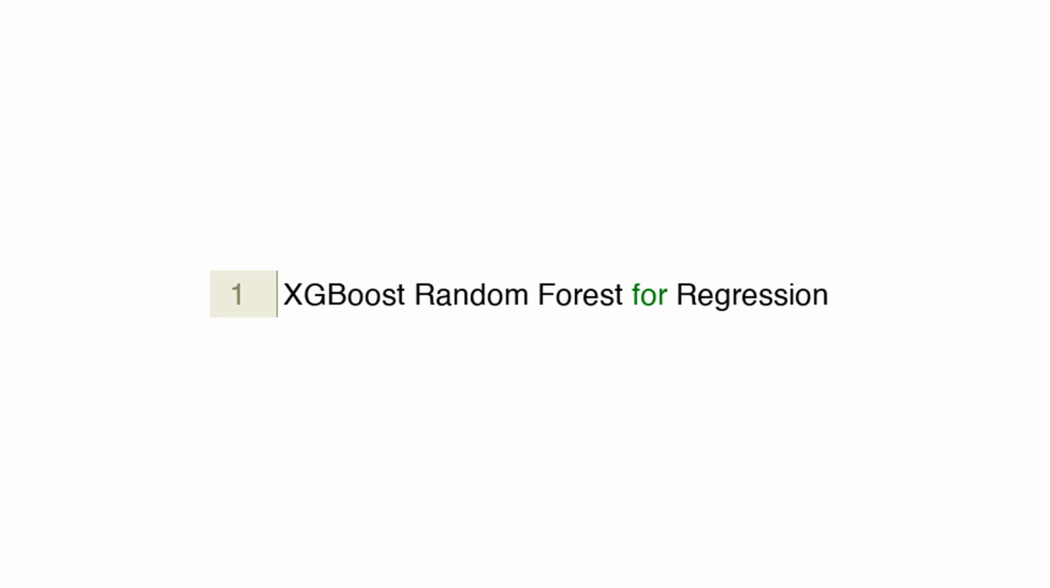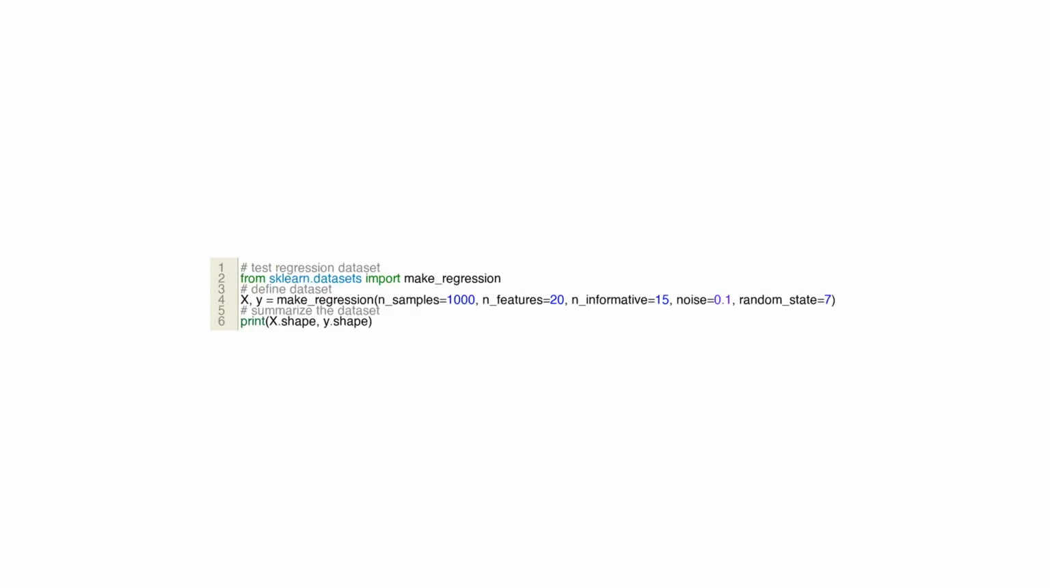XGBoost random forest for regression. In this section, we will look at developing an XGBoost random forest ensemble for a regression problem. First, we can use the make_regression function to create a synthetic regression problem with 1,000 examples and 20 input features. Running the example creates the dataset and summarizes the shape of the input and output components.